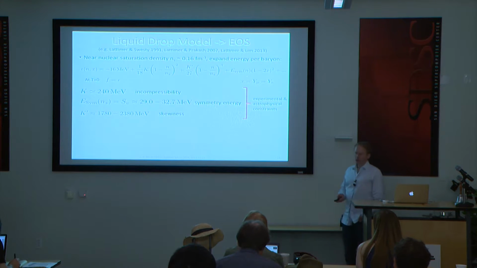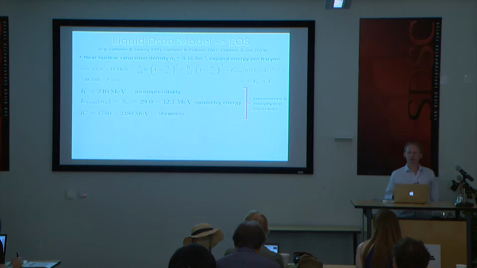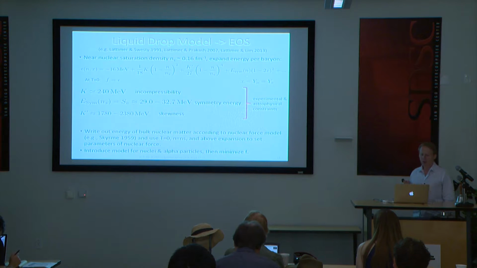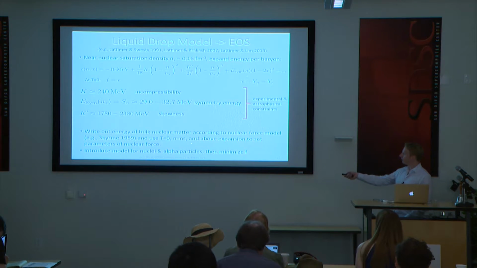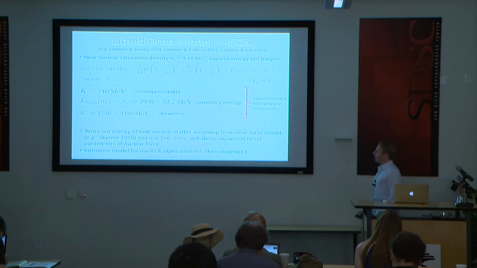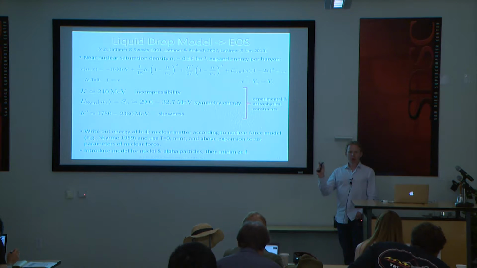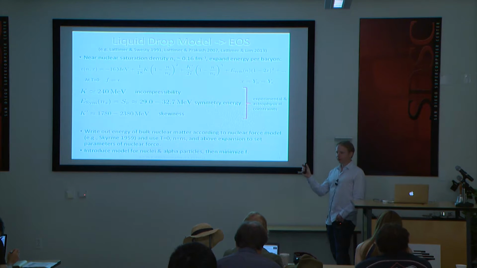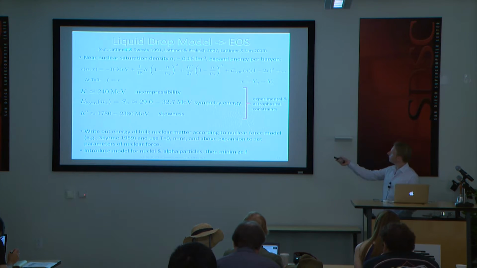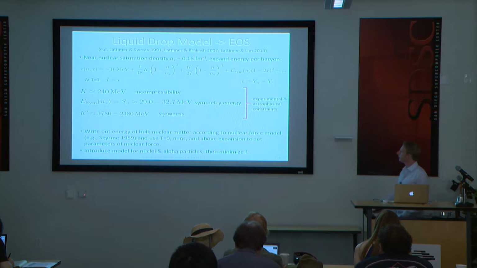What we then do is write down, from some kind of phenomenological nuclear force potential, the energy of bulk nuclear matter, for example using a Skyrme potential, at zero temperature and at saturation density. That will have some parameters, because these nuclear force models have parameters. So we'll use our expansion; the parameters here need to match at nuclear saturation density in symmetric matter. It needs to match our nuclear force potential, or vice versa. And then we can use the expansion to set the parameters of our nuclear force.